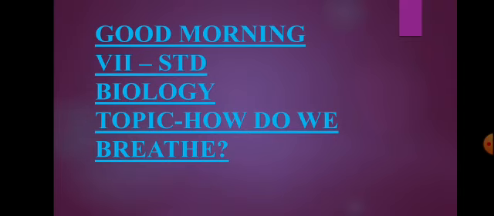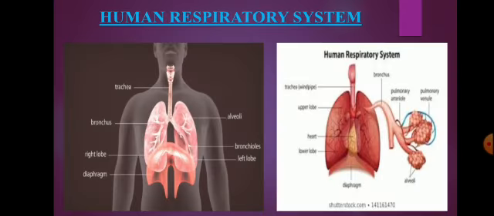The cellular respiration, aerobic respiration, anaerobic respiration, and also breathing. Okay, today's topic is how do we breathe. Breathing means one inhalation plus one exhalation. Breathing is a continuous process which goes on all the time and throughout life, and that of other animals as well as plants.